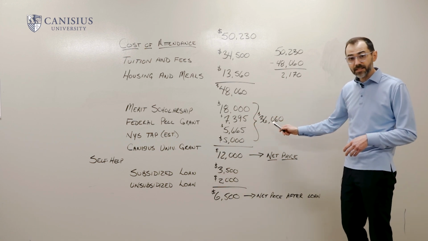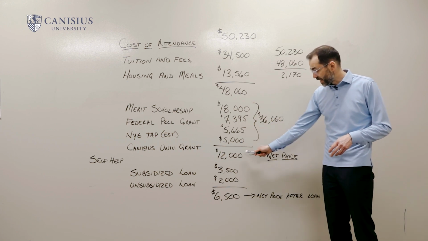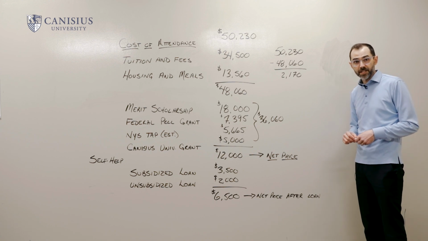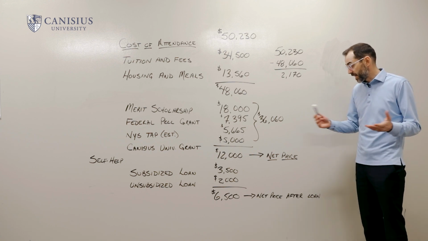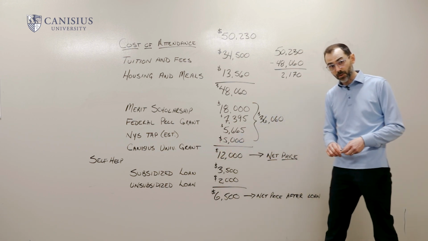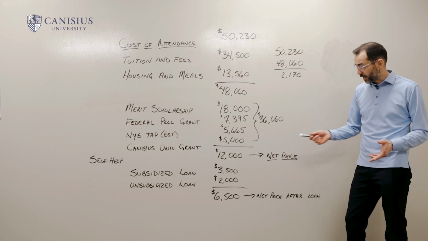And then we subtract that 36060 from the 48060, and this 12,000 represents your true annual net price here at Canisius. And then the next part of this conversation is, okay, once we've honed in on net price annually, how do we pay for it, right? And that's where we get into self-help.